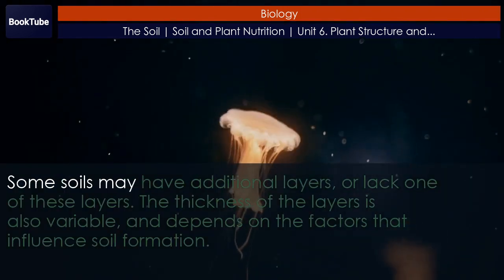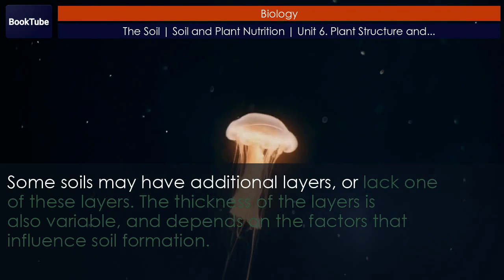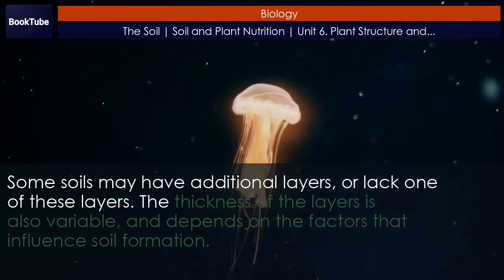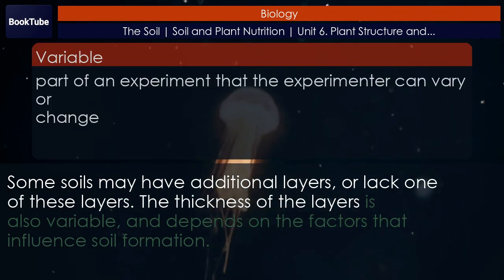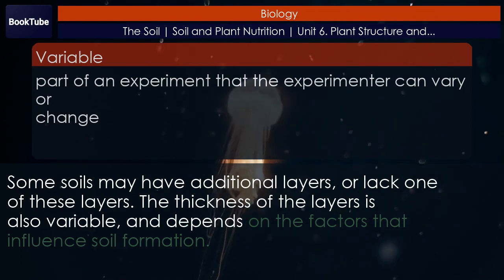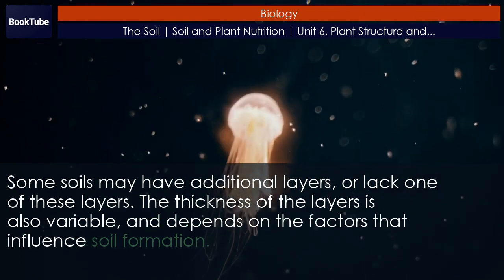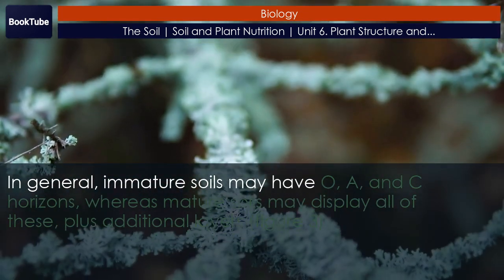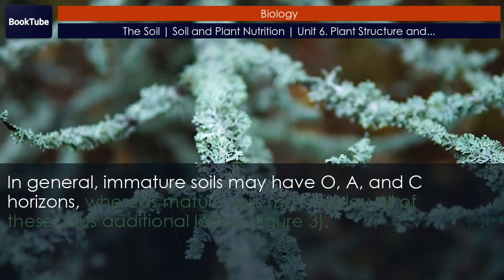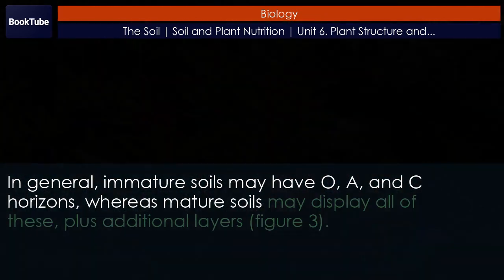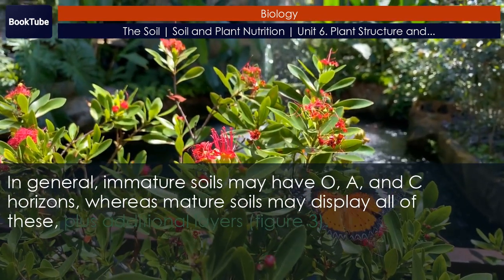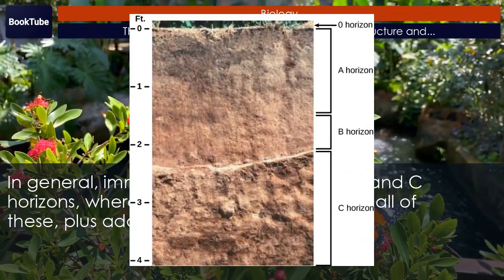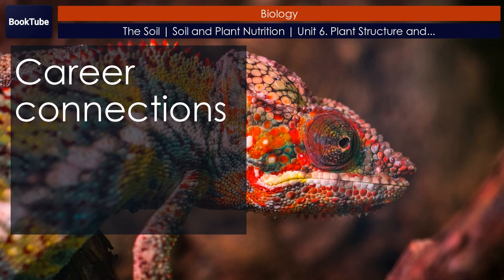Some soils may have additional layers, or lack one of these layers. The thickness of the layers is also variable, and depends on the factors that influence soil formation. In general, immature soils may have O, A, and C horizons, whereas mature soils may display all of these, plus additional layers. Figure 3. Career connections.